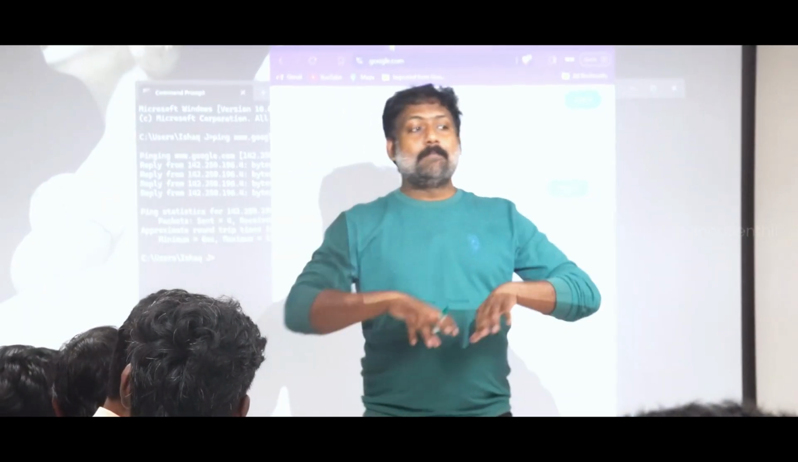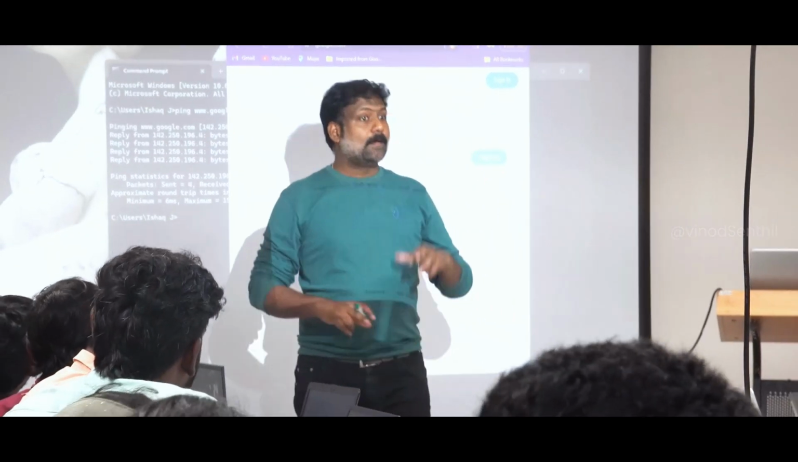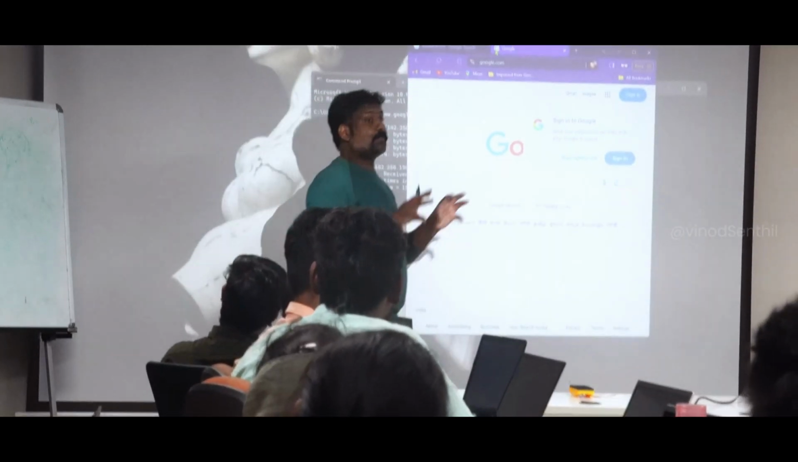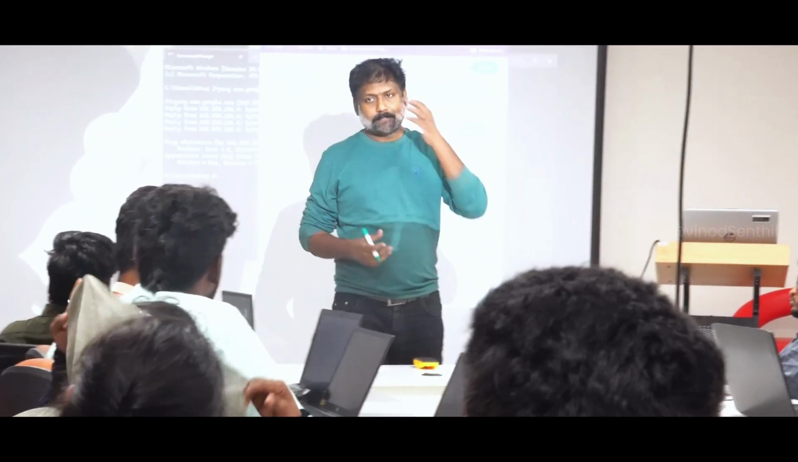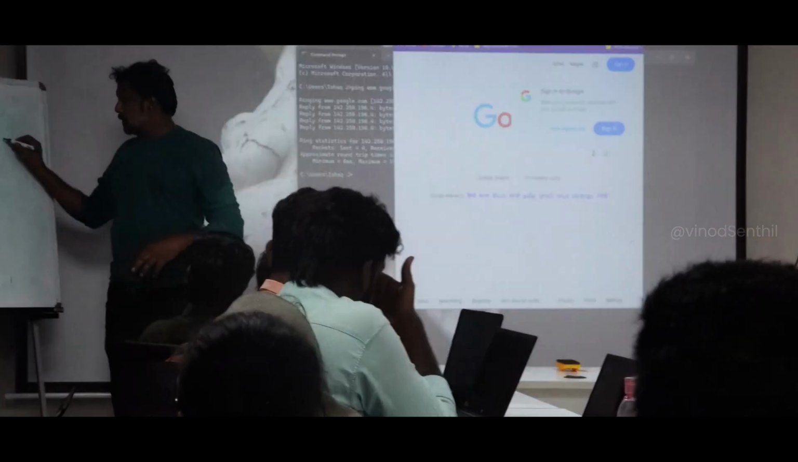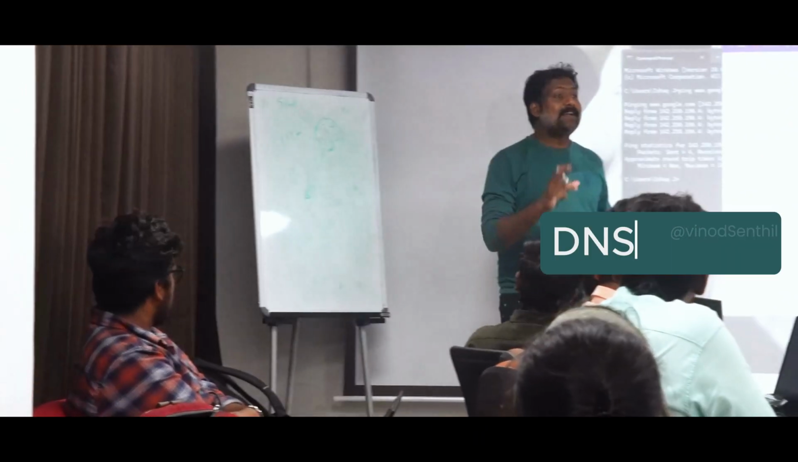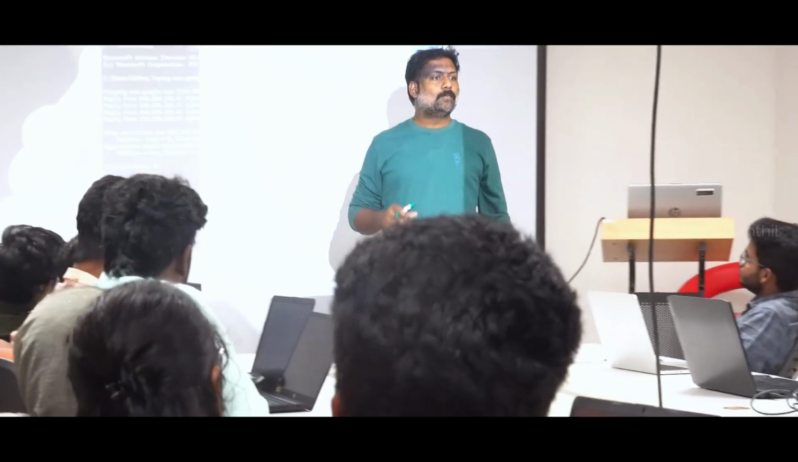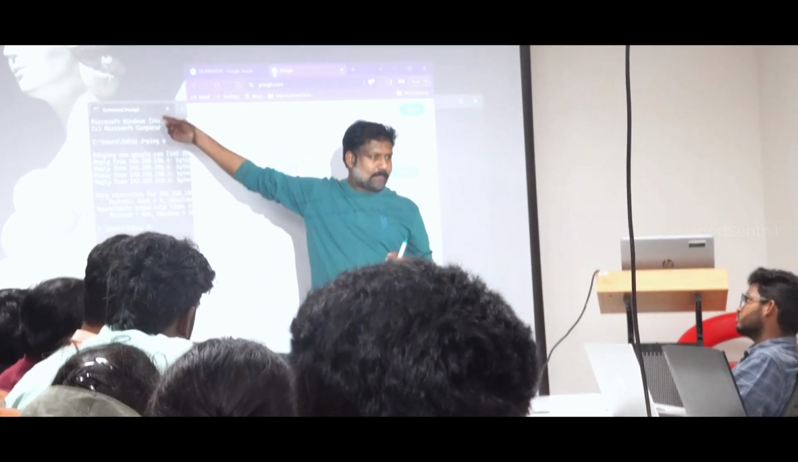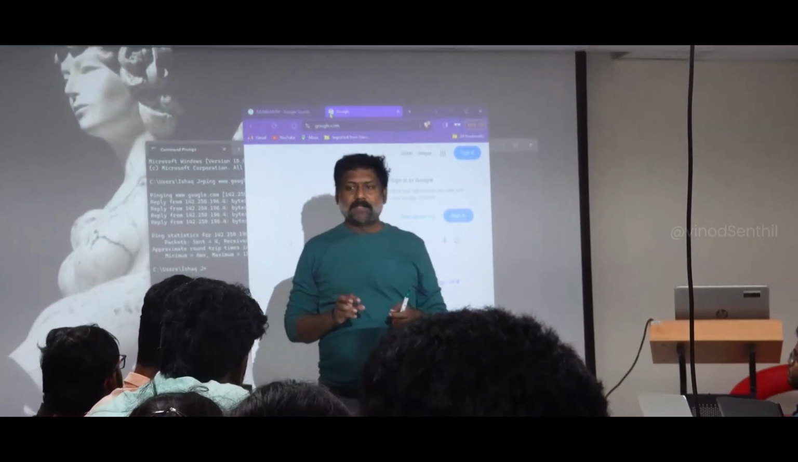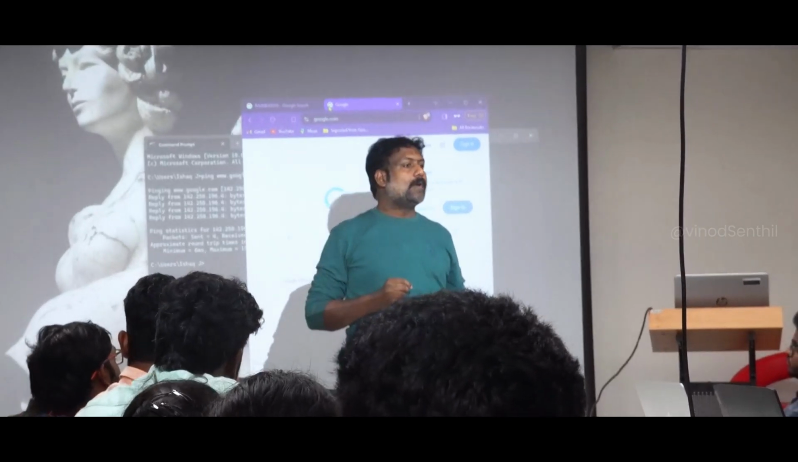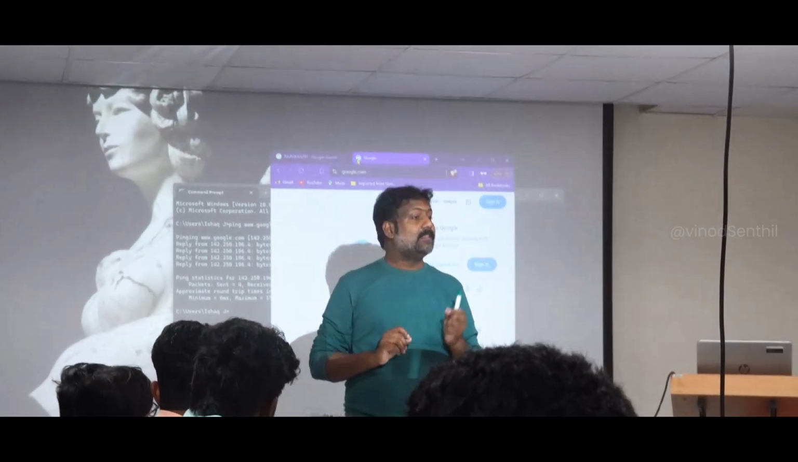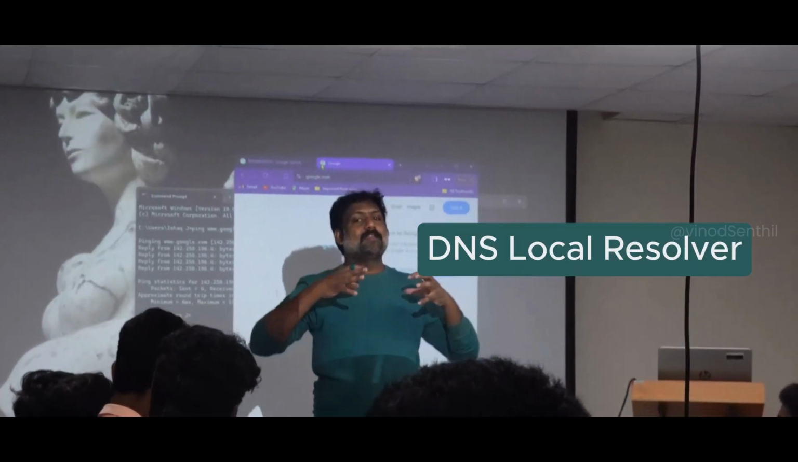Private IP is used to communicate within a LAN. Public IP, on the other hand, is used to communicate on the internet. Yes or no? So private IP is for LAN, public IP is for WAN or internet. You understand? Now the thing here is, there has to be one computer here, which is called the DNS server. What will the DNS server do? First, when I say ping google.com, my computer will first go and check a particular file in the local system. First step, it will check a file in the local system called the DNS local resolver.